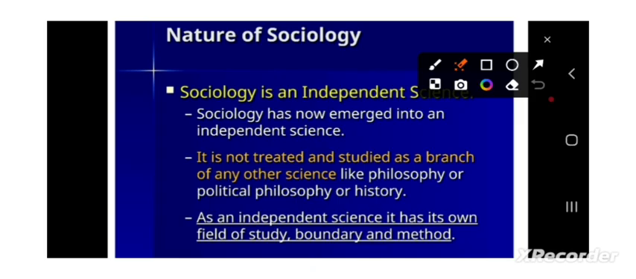As an independent science, sociology possesses its own field of study: society, social groups, and social relations. It has its own boundary, distinguishing it from other social sciences, and its own method: systematic, objective research techniques.